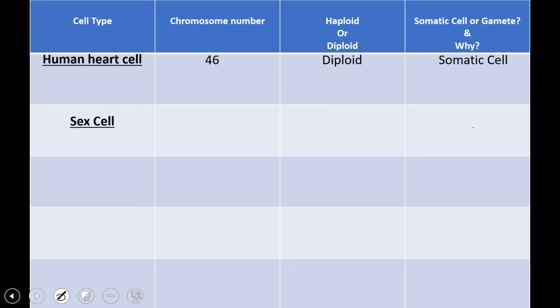What about a sex cell? How many chromosomes would that have? A sex cell would have 23. Would that be an example of a haploid or diploid? Well, that has half the number, so that would be a haploid. And is that a somatic cell or a gamete? That would be a gamete.